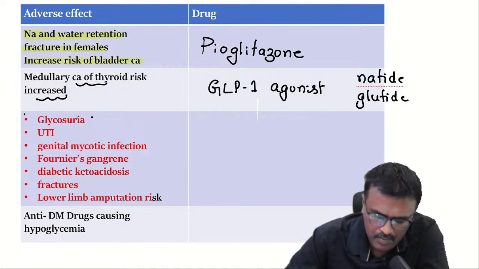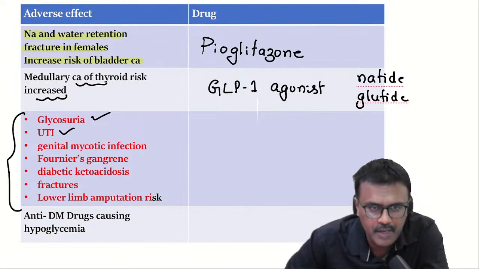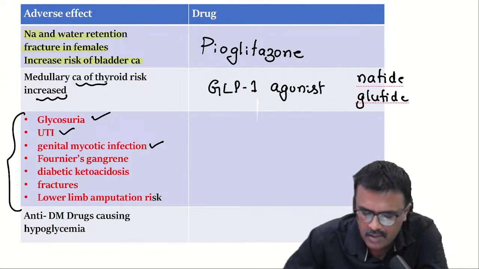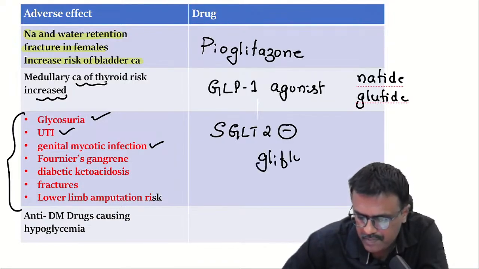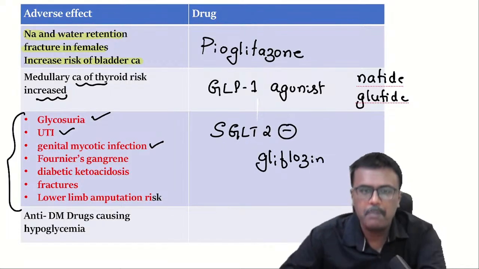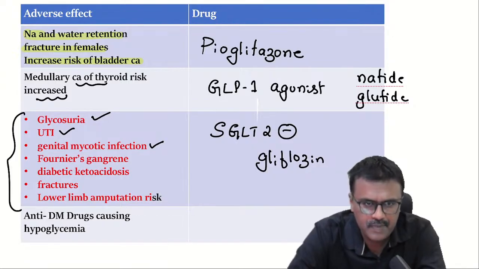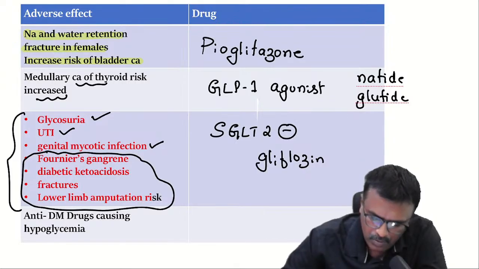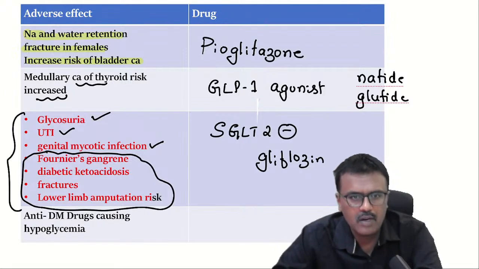Now this is very, very important, what you have marked in red. Glycosuria, risk of UTI, genital mycotic infection, commonly asked. This is seen with SGLT2 inhibitors. And they end with gliflozin. For example, empagliflozin, canagliflozin, dapagliflozin, like that. The other rare adverse effects of these drugs are Fournier's gangrene, diabetic ketoacidosis, fractures, lower limb amputation risk.